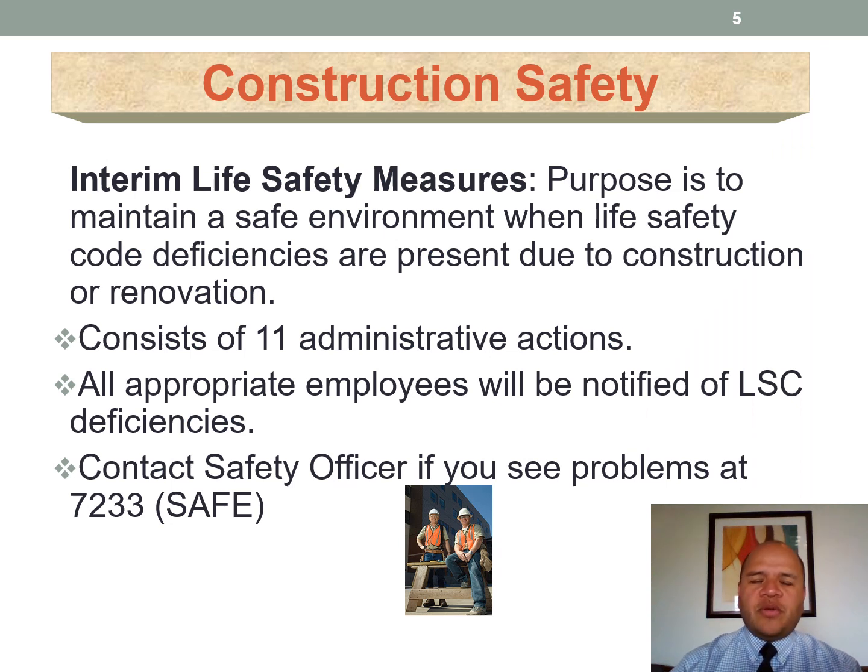Probably another thing that you'll notice whenever you're walking around the organization is that on most days we have construction somewhere around the organization. For construction safety, one of the strategies that we utilize to make sure that we're maintaining a safe environment is interim life safety measures. That's basically seven administrative actions. Whenever we're doing a job, we're making sure, are we going to take out a fire sprinkler? Are we going to introduce any fire risk into the area? And if we are, then we take a couple of actions to make sure that the space is safe, despite the fact that we're doing construction or we're doing work.